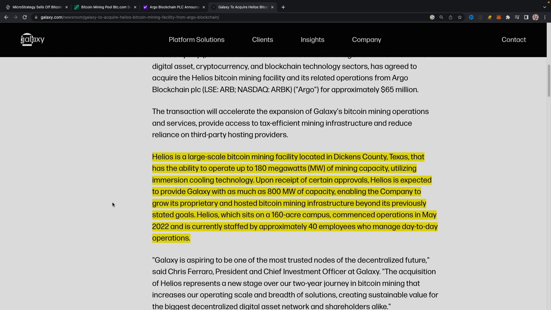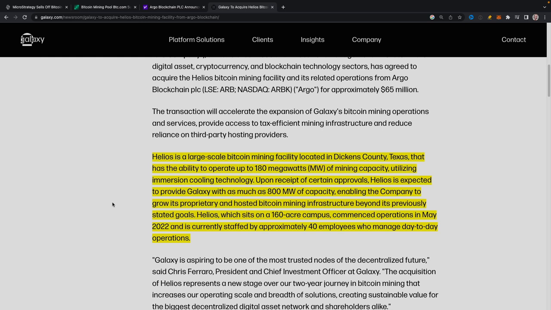Helios is a large-scale Bitcoin mining facility located in Dickens County, Texas, that has the ability to operate up to 108 megawatts of mining capacity. Currently utilizing immersion cooling technology, upon receipt of certain approvals, Helios is expected to provide Galaxy with as much as 800 megawatts of capacity, enabling the company to grow its proprietary and hosted Bitcoin mining infrastructure beyond its previously stated goals. Helios, which sits on a 160-acre campus, commenced operations in May of 2022.